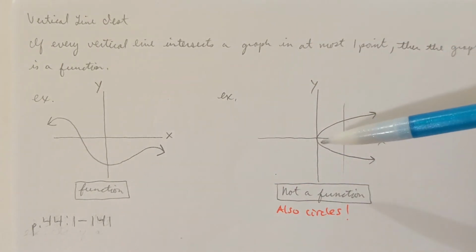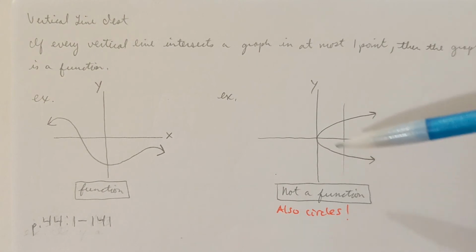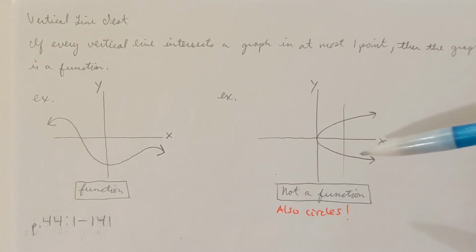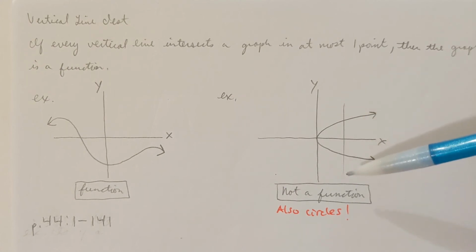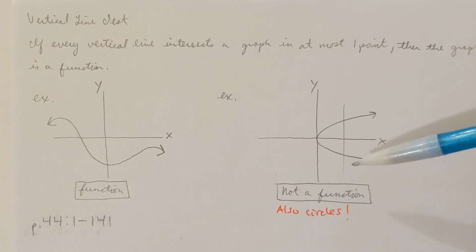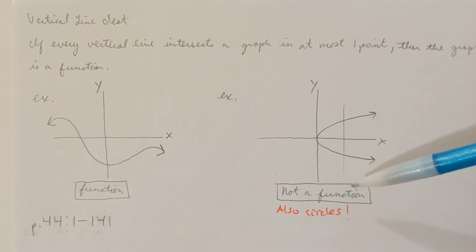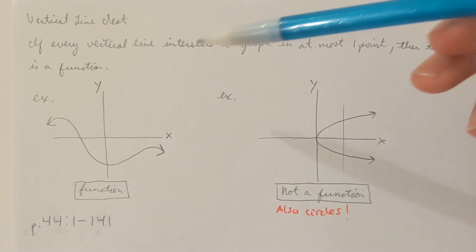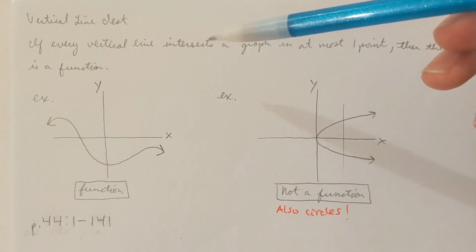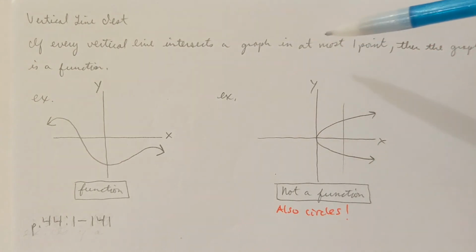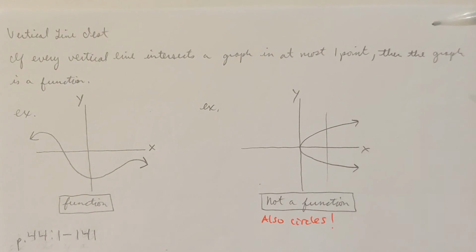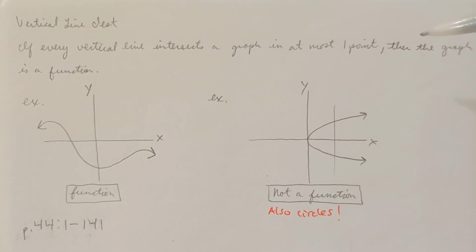Okay, over here in this example, this is not a function. I've got a parabola that's on its side, and the parabola fails the vertical line test. So this is not a function. Now, keep in mind what the theorem says. It says that if every vertical line intersects the graph in at most one point, then the graph is a function.